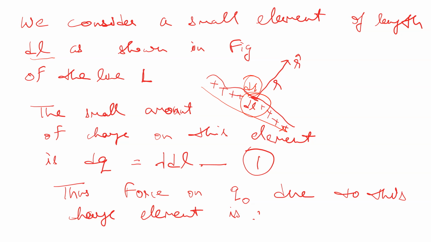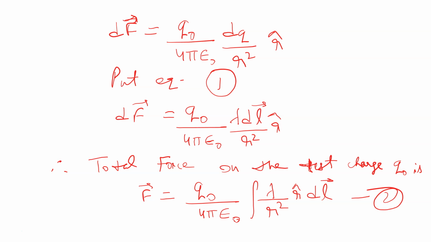So our aim is to calculate the electric field intensity at the test charge placed here at any point P due to this small amount of charge. Now as lambda equals dq by dl, therefore dq equals lambda dl, equation number 1. The force on Q naught, that is the test charge, due to this charge element is given by Coulomb's law.